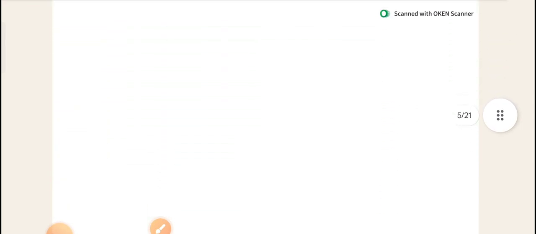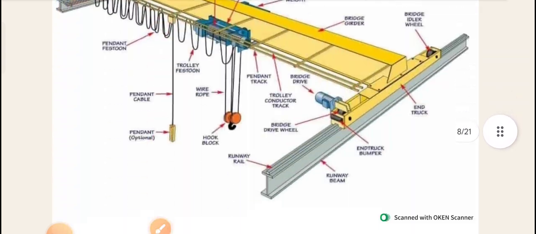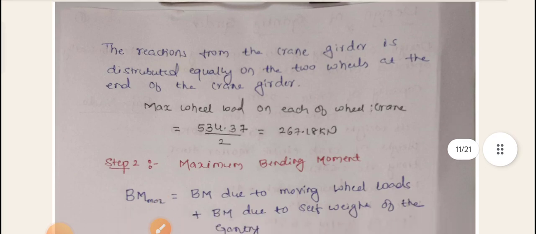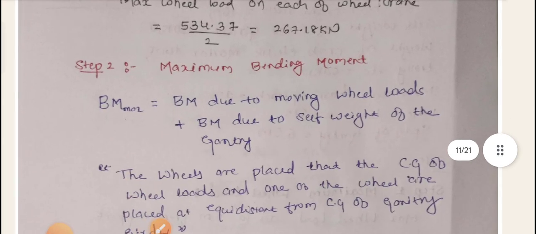Step number 1 has been completed. So we'll move to step number 2. All these things have already been explained in the last lecture. If you have not seen it, please go through it and then come to step number 2.